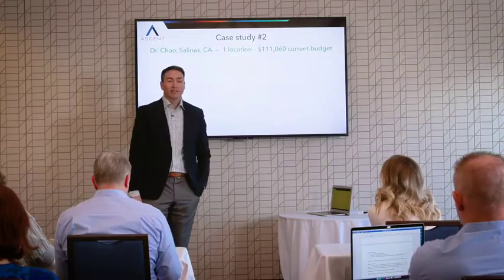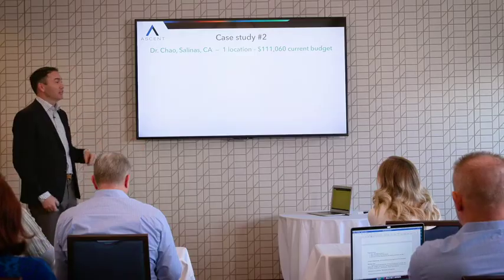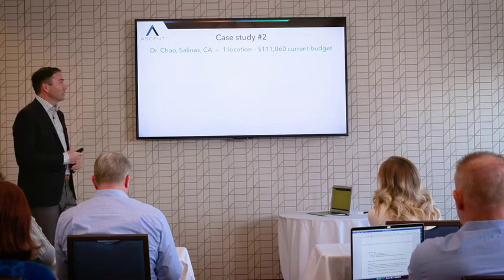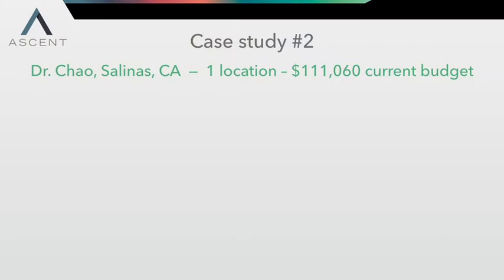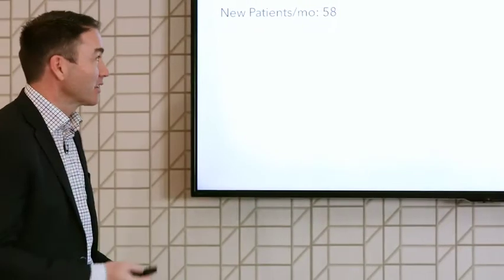Next case study is Dr. Chow. He's on the other side of the country in Salinas, California. He also has one location. His is a pretty big practice, but his budget's about $111,000. So his practice when we started with him was $2.6 million. Like I said, that's a pretty good size single practice.